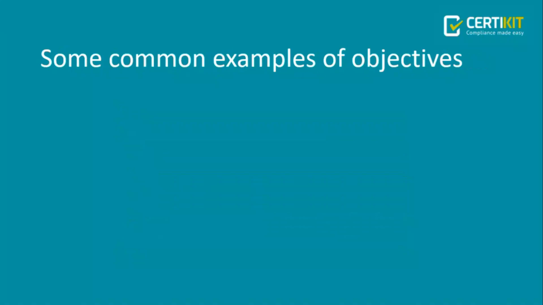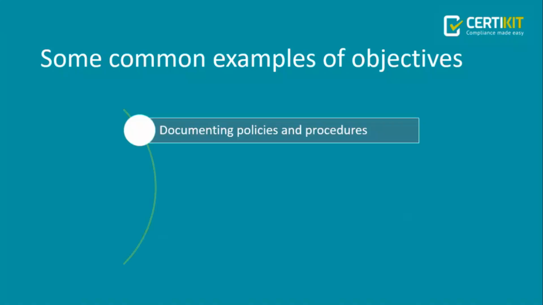Some common examples for objectives, and these we see all the time, is documenting policies and procedures. Policies and procedures that are not mandatory to your management system. These are voluntary policies and procedures. There's no harm in putting that as an objective, but make it more specific than just this. Documenting policies for this. Developing and implementing procedures for the following areas. Make it specific. Remember, SMART.